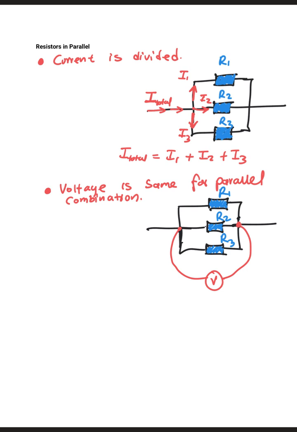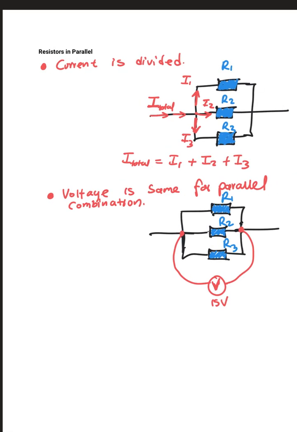So the voltage that we measure here is the voltage of this whole combination, right? So if this voltage is 15 volts, it means the voltage of this resistor is going to be 15 volts, and the voltage of this resistor is 15 volts, and the voltage of this resistor is also 15 volts. So that's what we mean, that in a parallel combination, all the resistors have the same what? The same voltage. That's very important. They all have the same voltage.